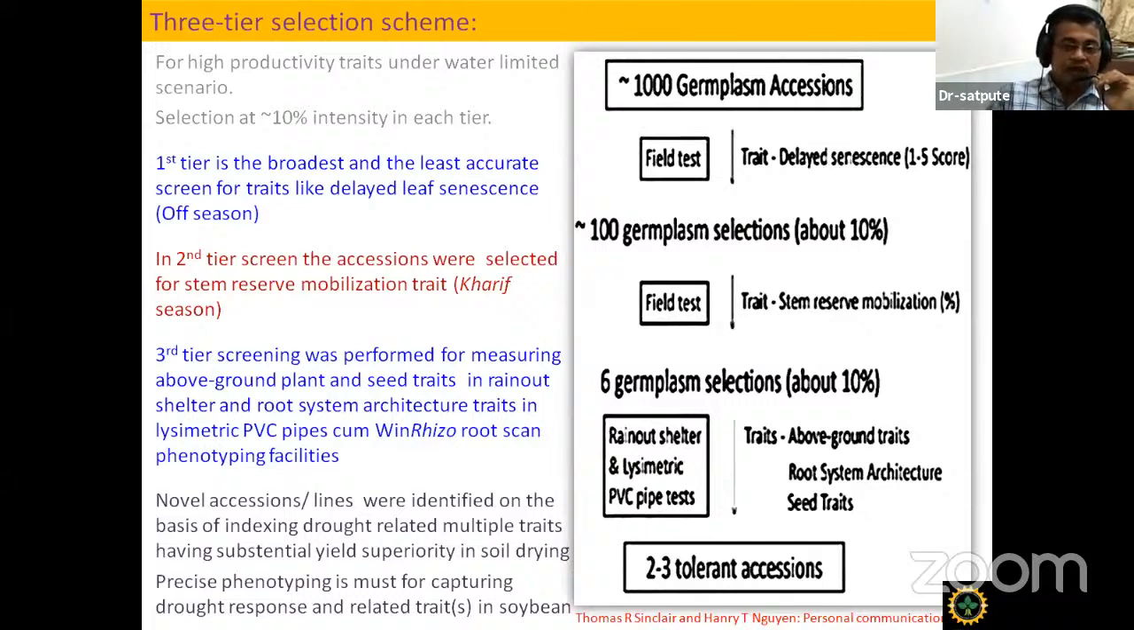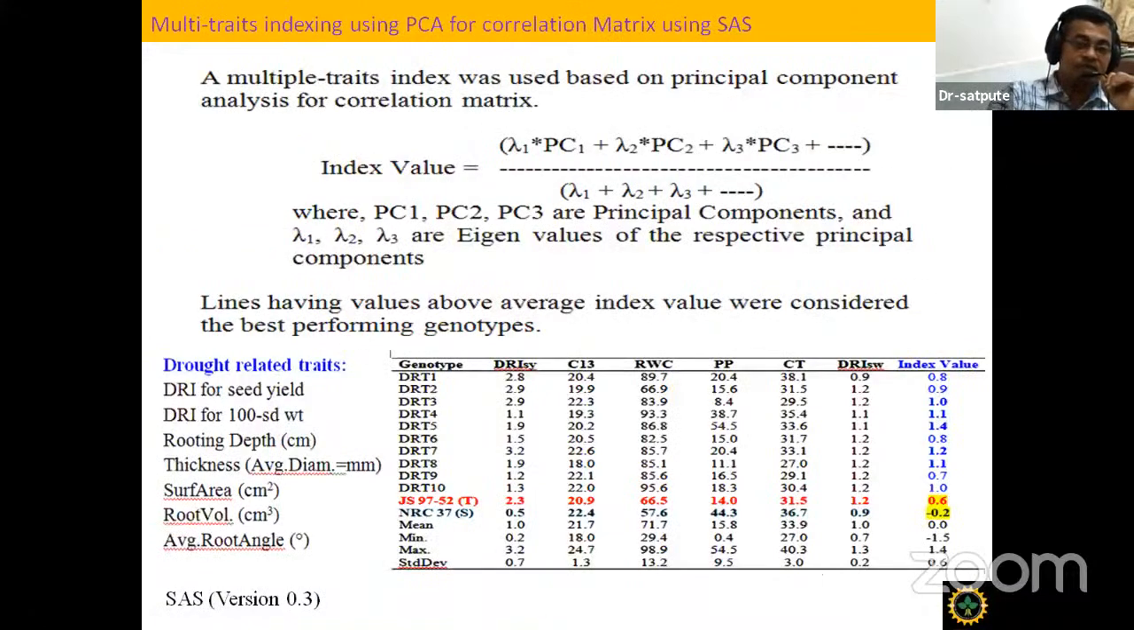And likewise, novel accessions and lines were identified on the basis of indexing multiple drought-related traits, having substantial yield superiority in soil drying. Precise phenotyping is a must for capturing drought response and related traits in soybean. Otherwise, you are going to lose some of the genotypes and some of the traits.